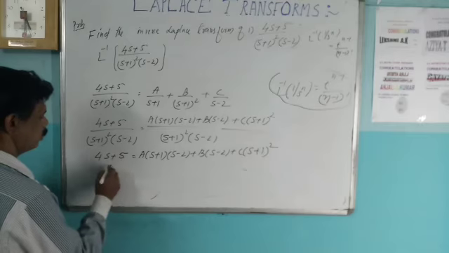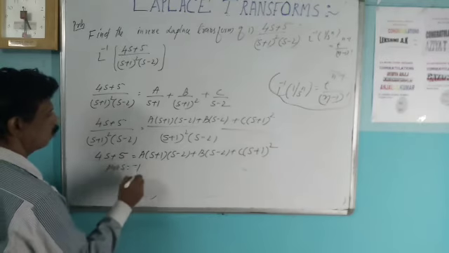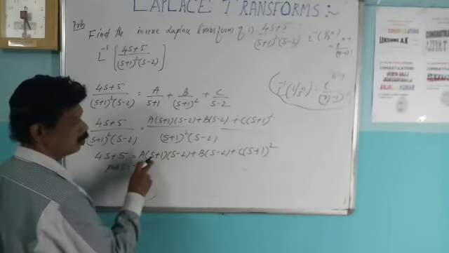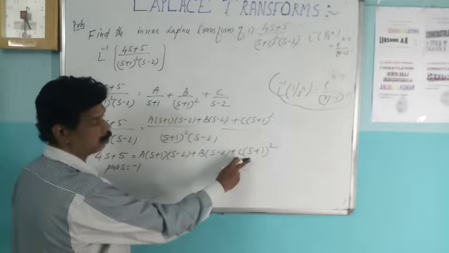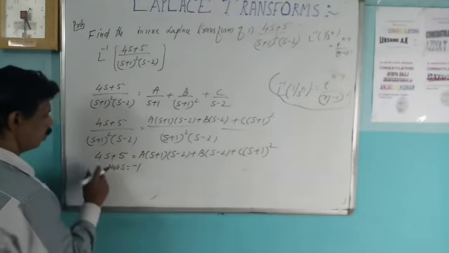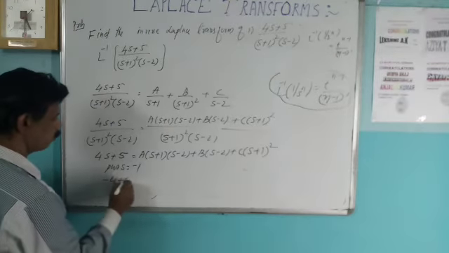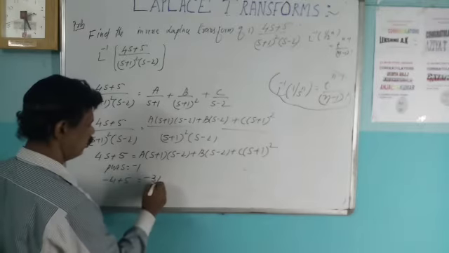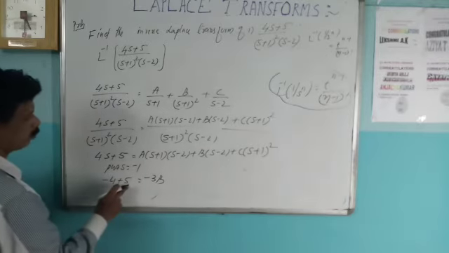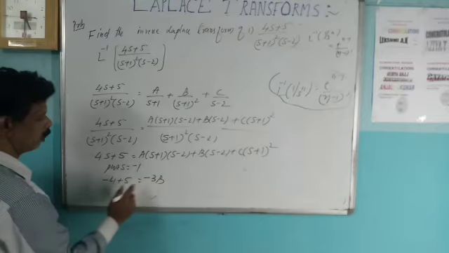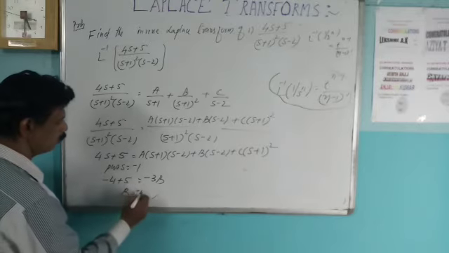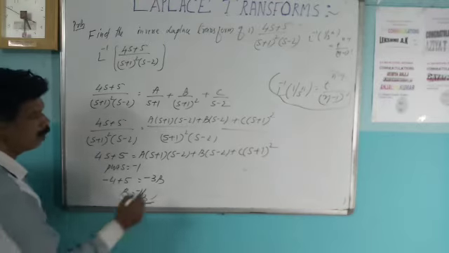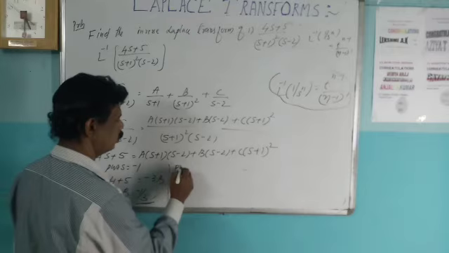So put s equal to minus 1. Put s equal to minus 1, then this term becomes 0 and also this becomes 0. Then 4 into minus 1 minus 4 plus 5 equal to 1, equal to B into (minus 1 minus 2), minus 3B. Then 1 equal to minus 3B, then B equal to minus 1 by 3.